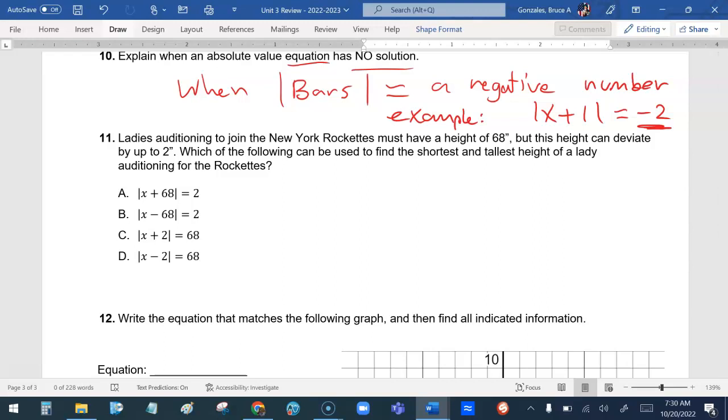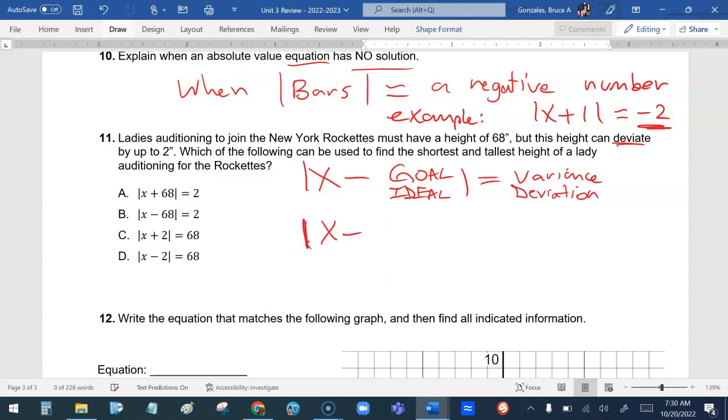All right. Now this is what we talked about yesterday with 3.5. So please remember, you put x minus your goal or your ideal inside the bars equals your variance, whatever it's going to change by. So ladies auditioning to join the New York Rockets must have a height of 68 inches, but this height can deviate, variance or deviation, however you want to talk about that, up to 2 inches, okay? So think about it. I got my absolute value of x minus the goal, the ideal, which is 68. That equals the deviation or the variance, which can be up to 2 inches. All right. So the best answer is going to be letter B.